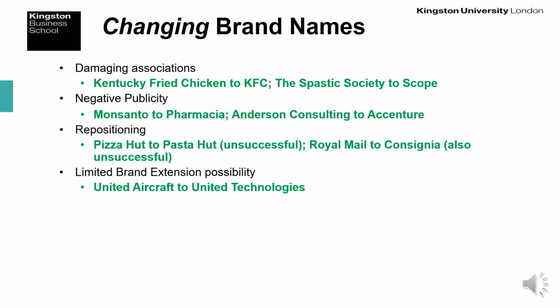Sometimes a brand name limits an organisation's possibilities to grow, to diversify, to extend the brand into new markets, new sectors, new product categories. An example here would be United Aircraft, a company based in the USA that started its life manufacturing parts and providing services for aircraft, but over time diversified its business into a wide range of sectors, and so changed the name to United Technologies.